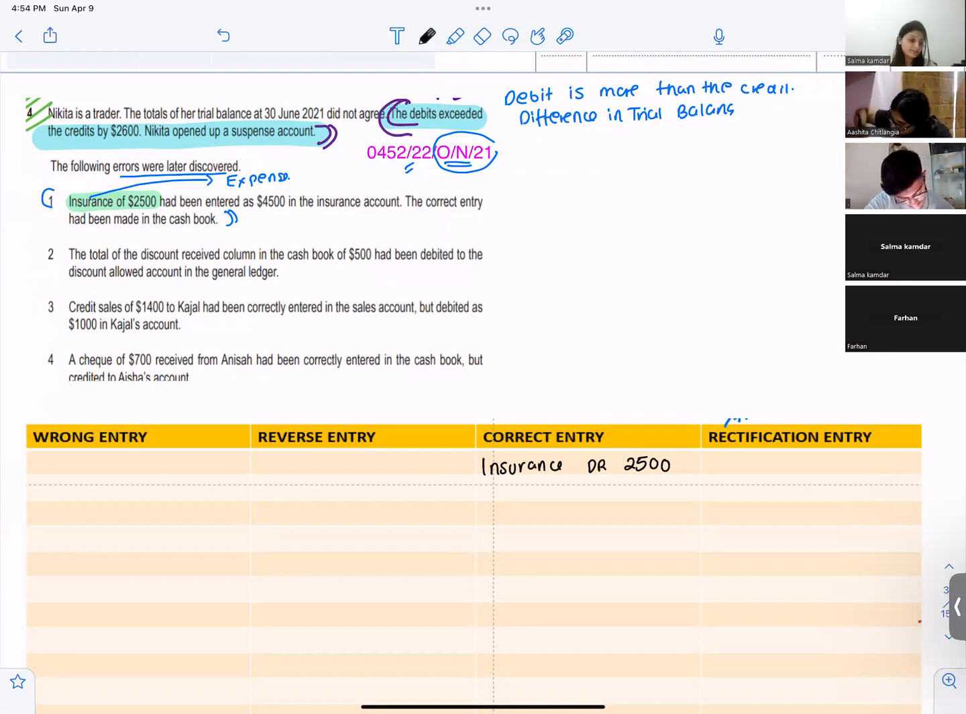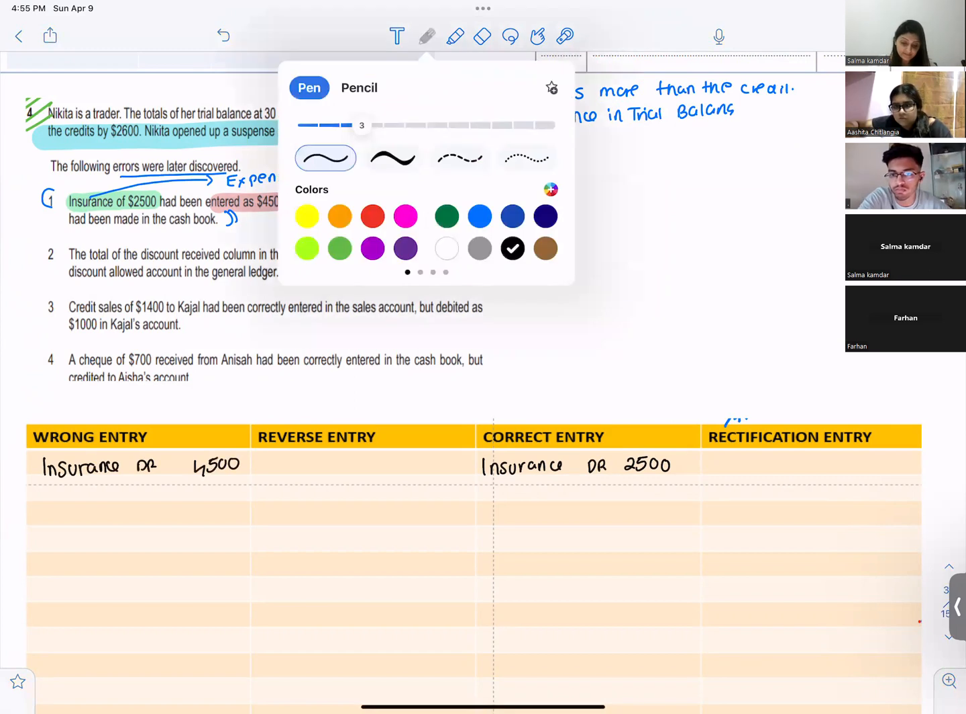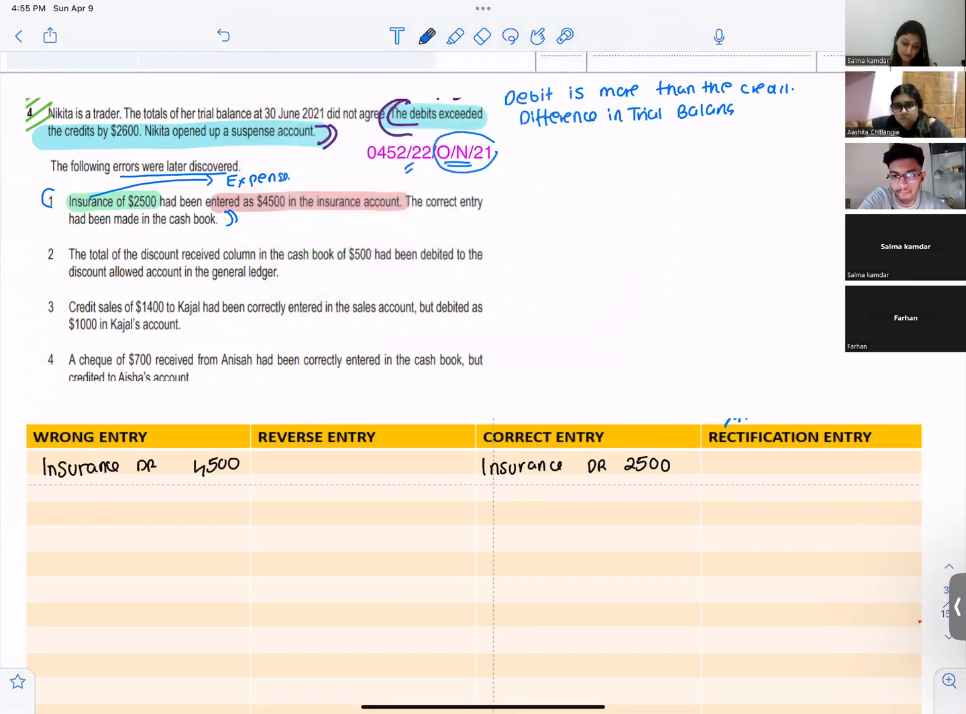What is the wrong that you did? You did insurance debit as 4,500. Now you will reverse this wrong. So it will be insurance credit 4,500. One is debit, so the opposite will be credit.